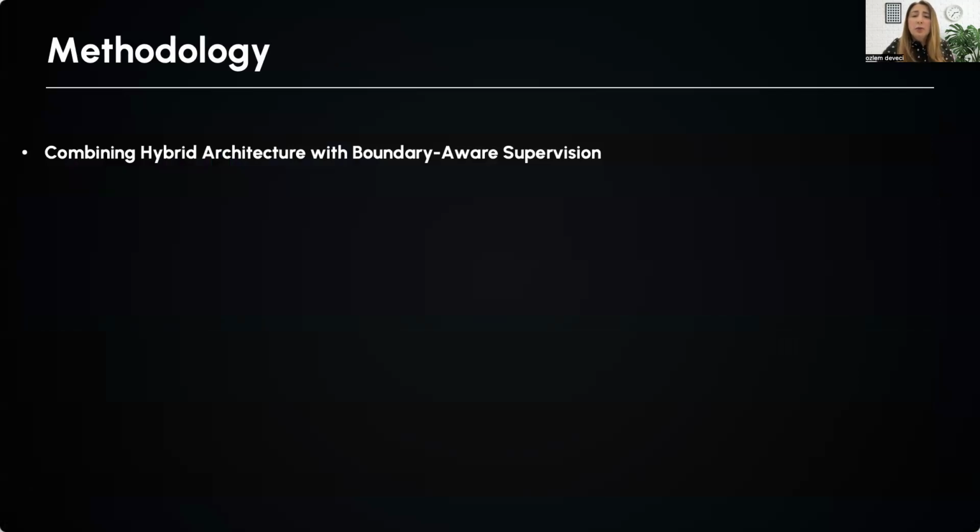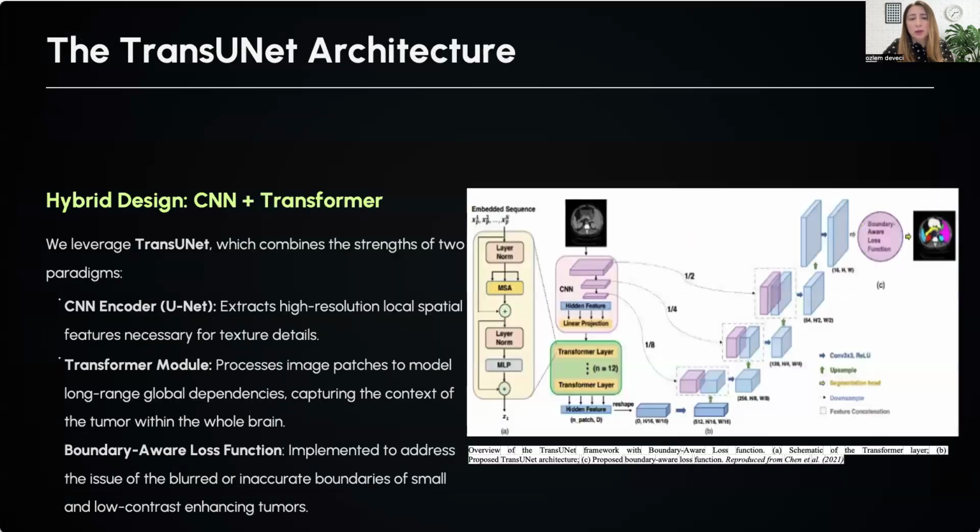Now, I will discuss my proposed topic of research, combining the hybrid architecture with boundary-aware supervision. The TransUNet architecture. I implemented the TransUNet architecture. This is a hybrid model that combines two powerful deep learning paradigms. On the left side of the picture, shown as A, we have the CNN encoder based on UNet. This extracts high-resolution local features, which are necessary for seeing fine textures.